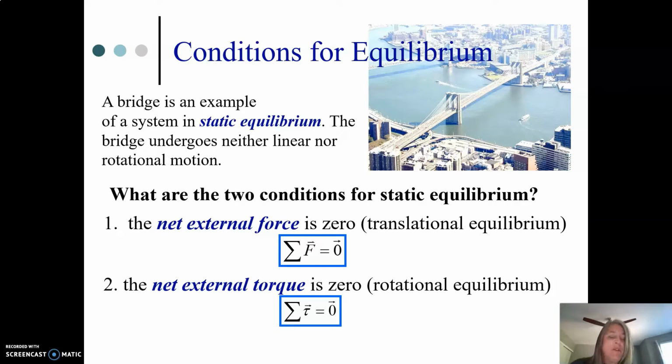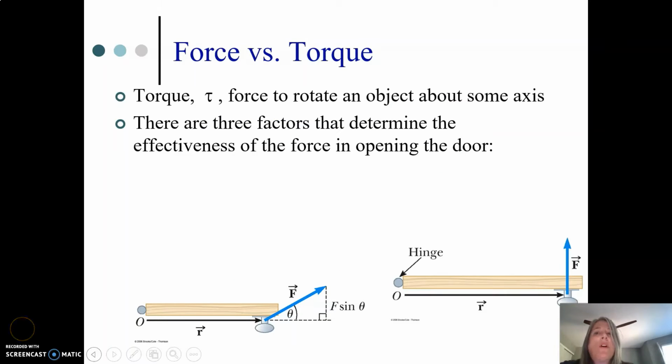Now, we've talked about forces in our previous units, but what about torque? Do you remember what torque is? Torque, which is symbolized by a tau, is the force that causes something to rotate about an axis. And so if I have a net torque, I'll have angular acceleration. But if the sum of the torques equals 0, then I'll be in static equilibrium.